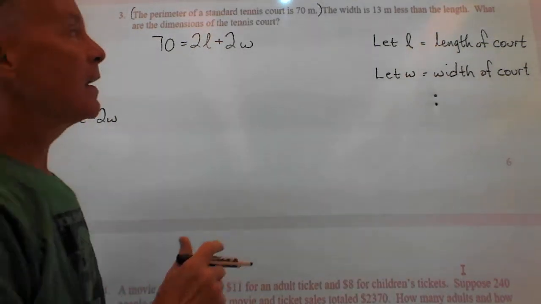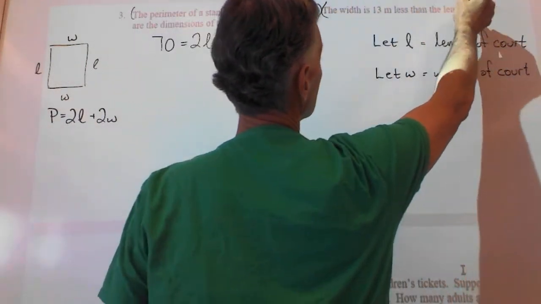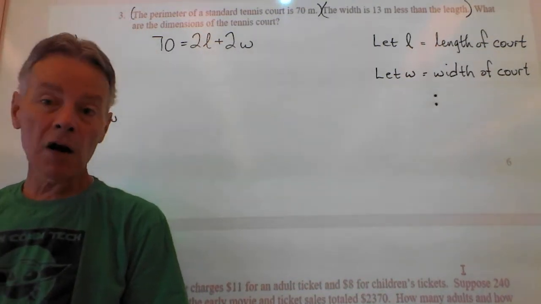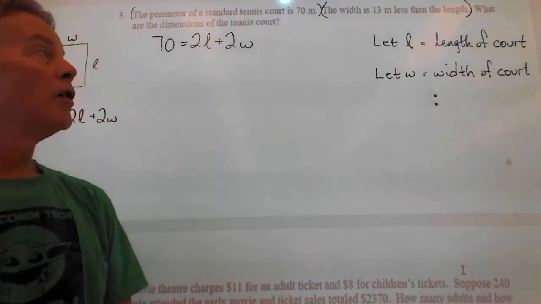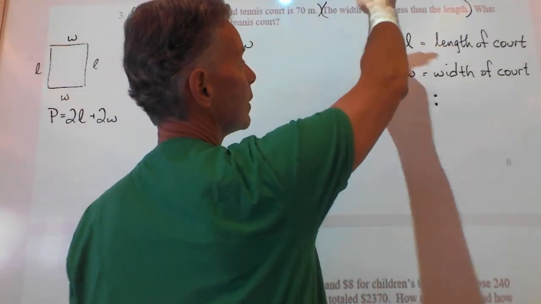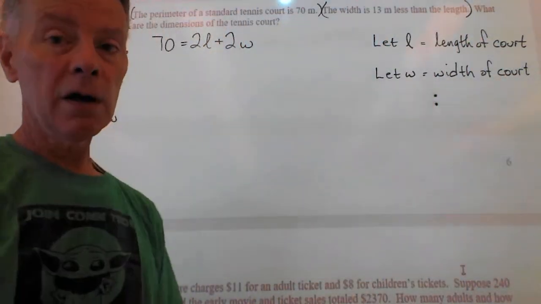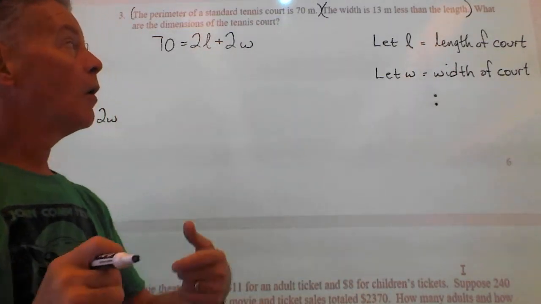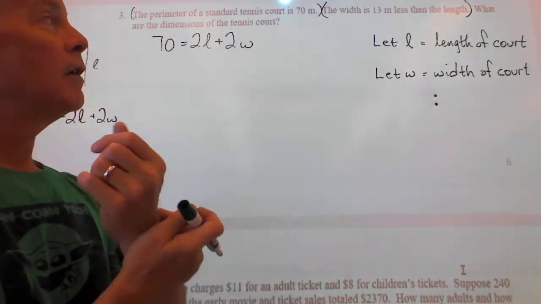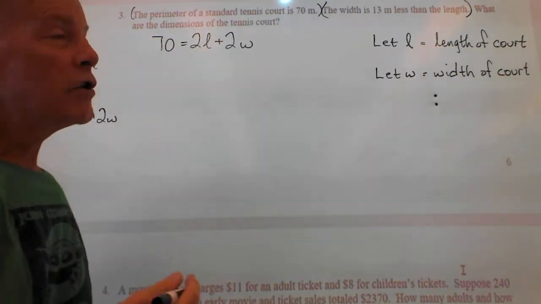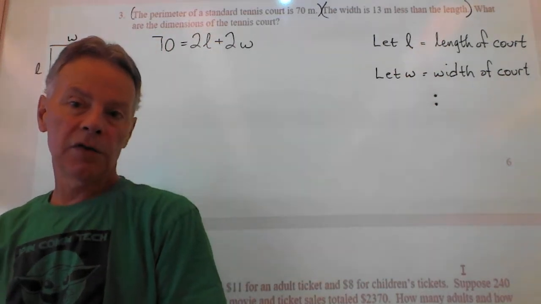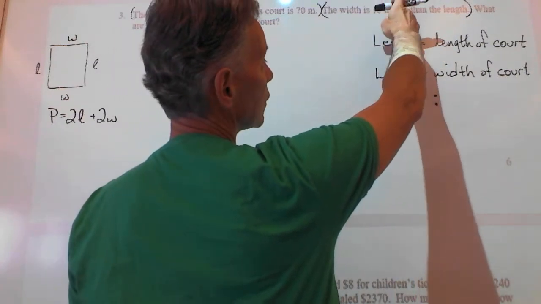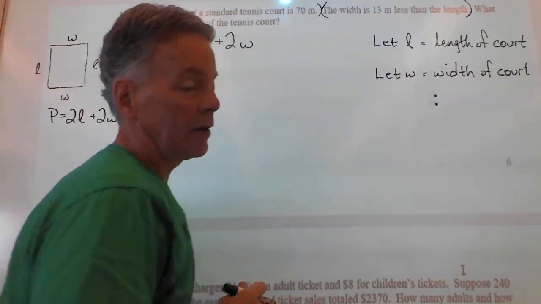Now, the second equation comes from the second sentence. And this is very common in these sorts of problems. You're comparing the width and the length. Okay? You're saying, how is the length compared to the width? Well, what are they telling you here? First of all, ask yourself, which of these things is smaller? Okay? Now, it says the width is 13 meters less than the length.